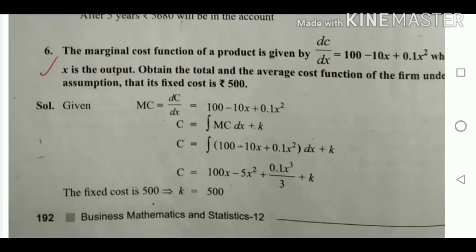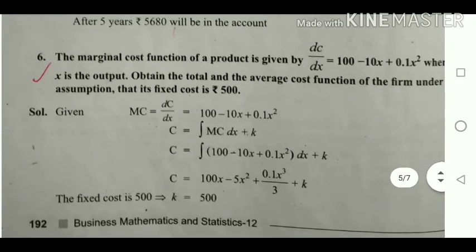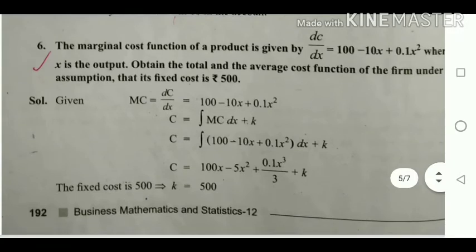The marginal cost of a product is given by dC/dx equal to 100 minus 10x plus 0.1x square. When x is the output, obtain the total and the average cost function of the firm under the assumption that the fixed cost is 500. Listen, here marginal cost is given. It is given as 100 minus 10x plus 0.1x square.